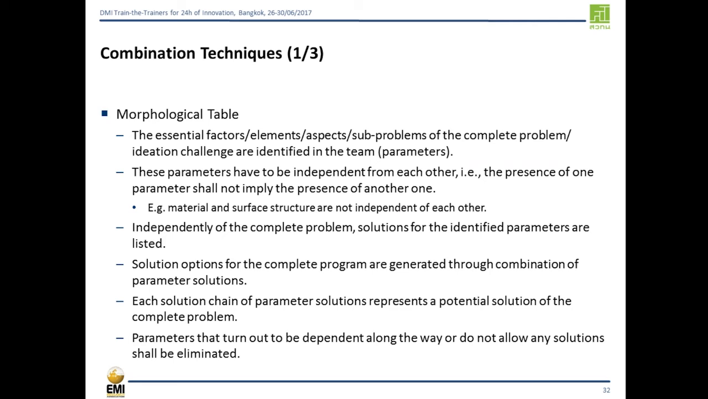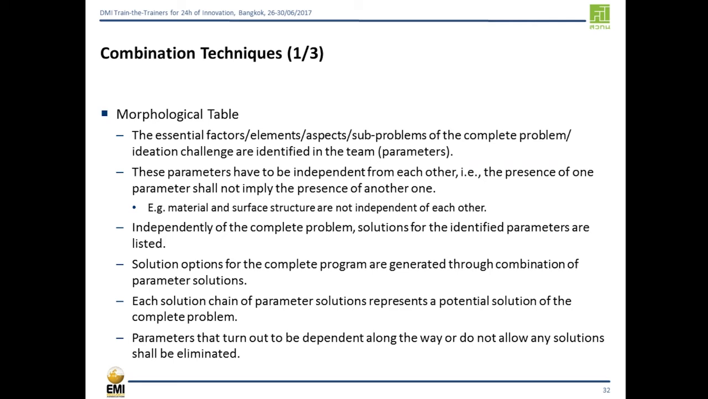So some parameters could be the usability of your application, the speed of your application, the stability of your application, or the portability, or how easy it is to be updated, whatever. So some parameters that are important to your application, that are important to customers. And these should be independent from each other. That is to say, the presence of one shall not imply the presence of another one. So one example, if you have as a parameter the material that you use, and as another parameter the surface structure, that is a bit difficult, because the surface structure depends on the material. So they should be independent of each other.